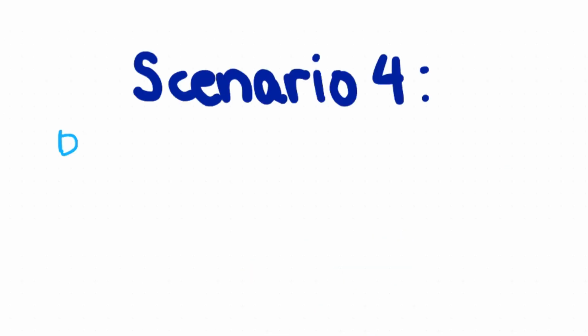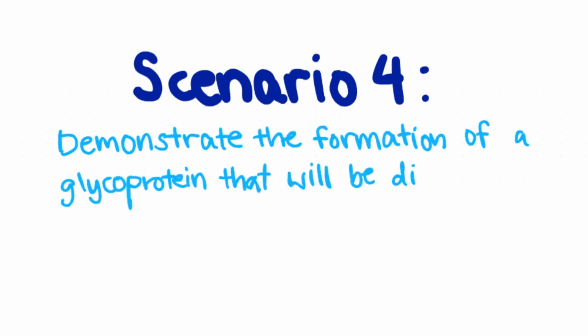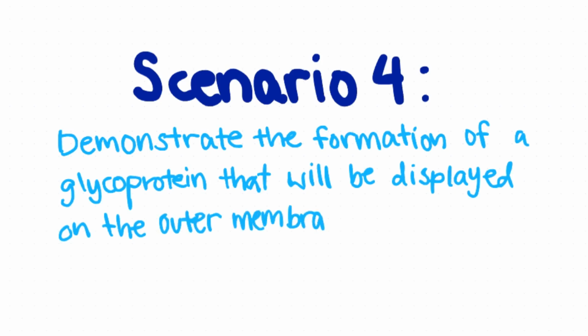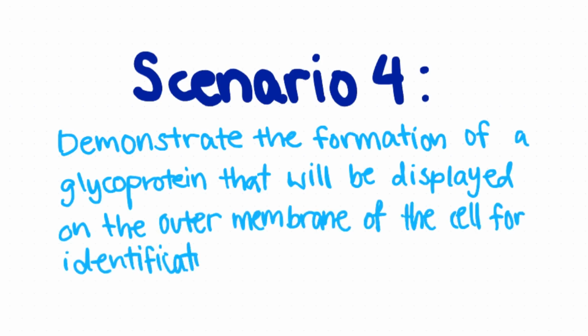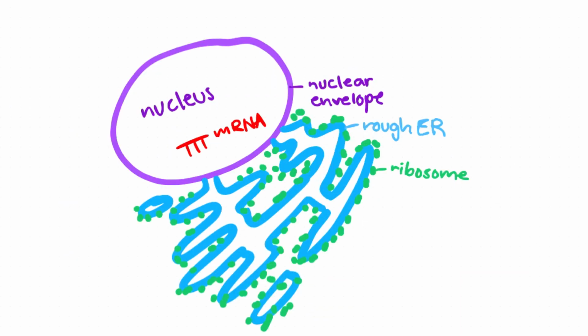Scenario 4. Demonstrate the formation of a glycoprotein that will be displayed on the outer membrane of the cell for identification by other cells, such as antigens presented on the outside of the cell. Like the other scenarios, messenger RNA leaves the nucleus through the nuclear envelope, and a bound ribosome produces a polypeptide chain. The chain is threaded into the ER lumen through a pore formed by a protein complex in the ER membrane. As the protein enters the ER lumen, it folds into its functional shape.